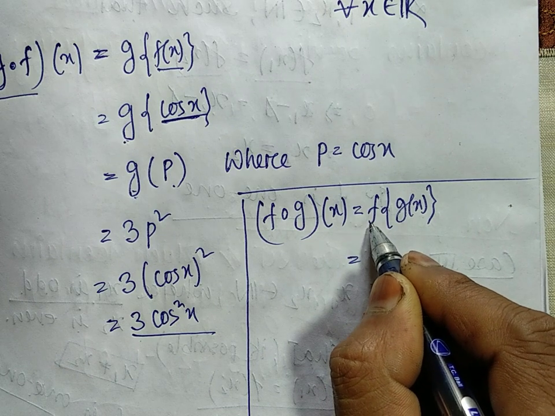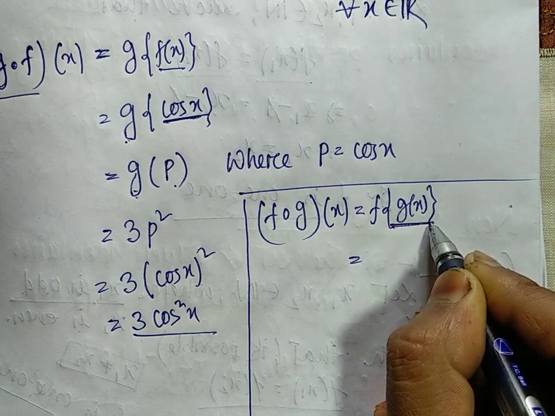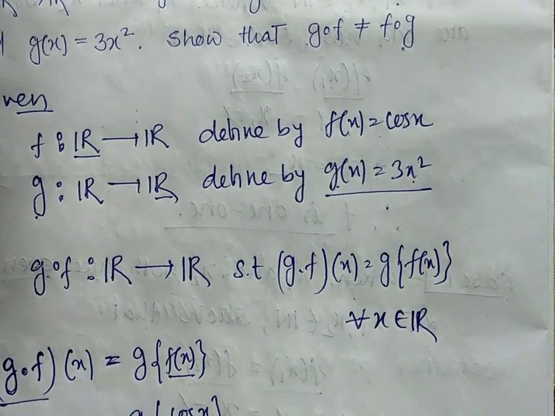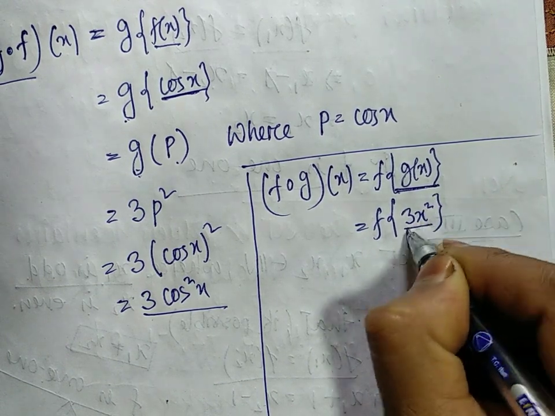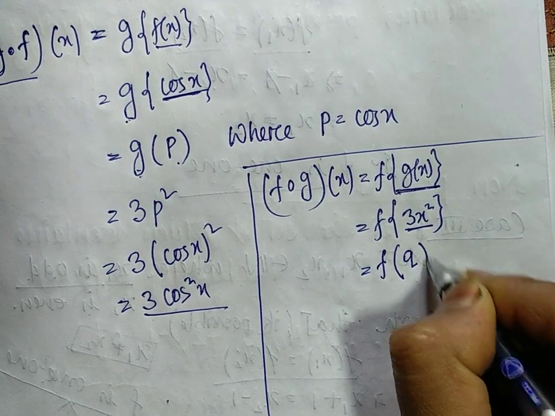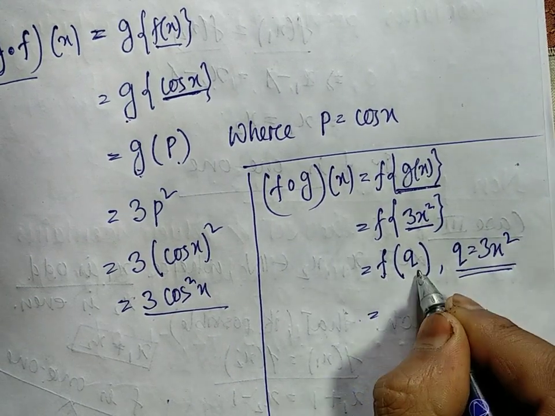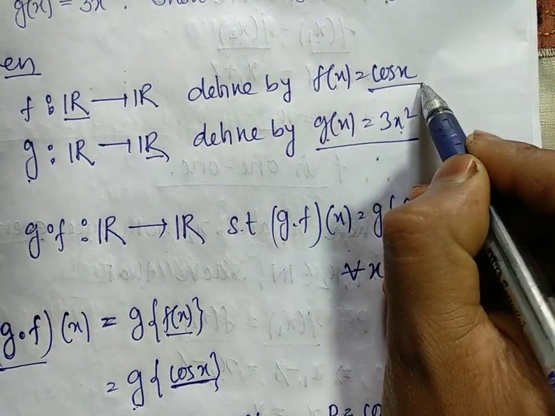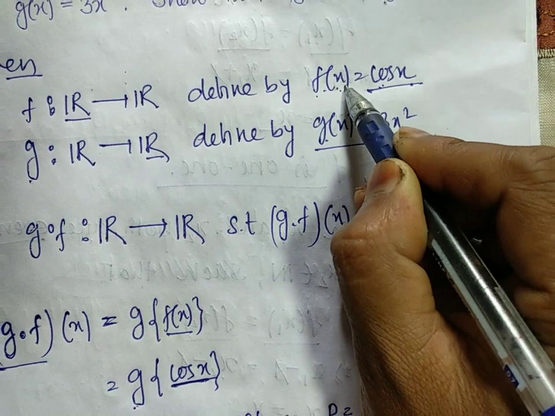Already I have told that whatever expression is inside the function's brackets is treated as the domain element. So f of x is written, and that place is x. But what is the value of g of x? G of x is always equal to 3x square. So 3x square is my domain element. For the simplification purpose, let us consider this one as q, where q is equal to 3x square. So according to the definition of function, what is the value of f of x? F of x equal to cos x. F of p equal to cos p. F of z is equal to cos z. So f of q equal to cos q.